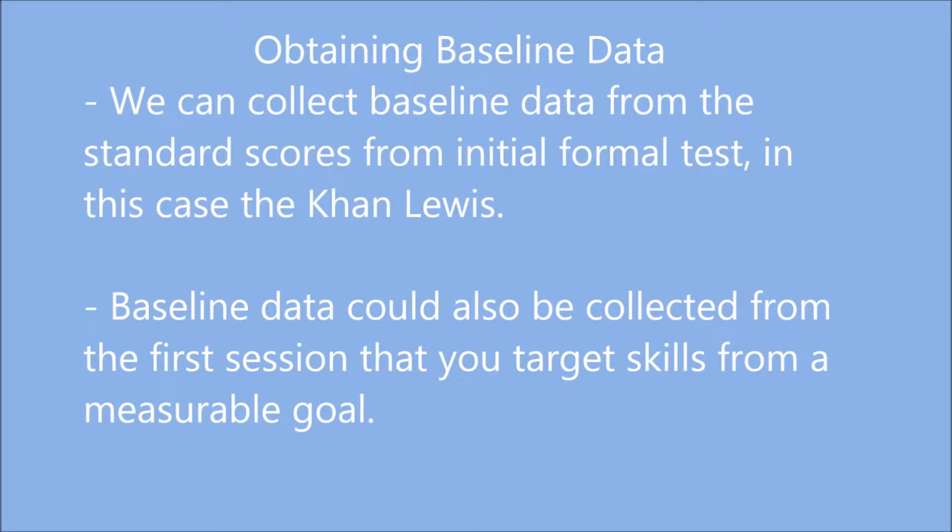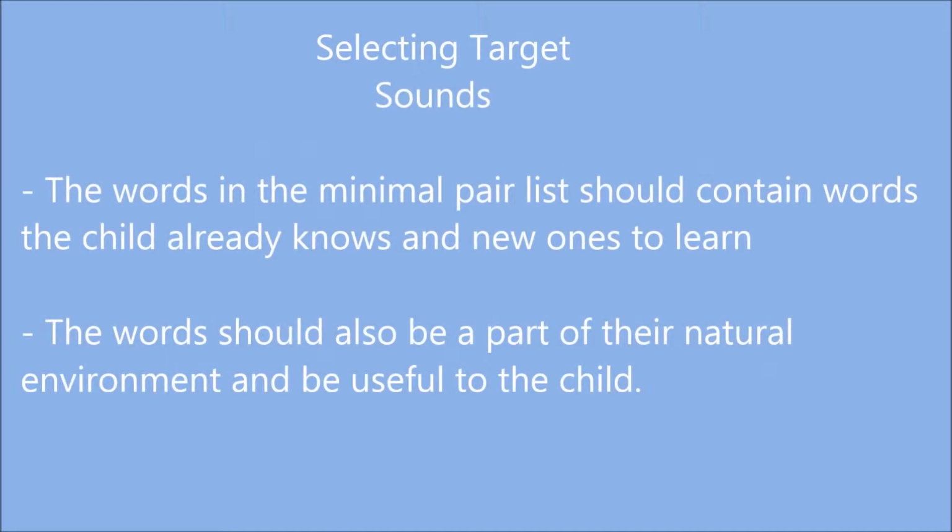We can collect baseline data from the standard scores from the initial formal test, in this case the Khan-Lewis. Baseline data could also be collected from the first session that you target skills from a measurable goal. The words in the minimal pair list should contain words the child already knows and new ones to learn. The words should also be a part of their natural environment and be useful to the child.